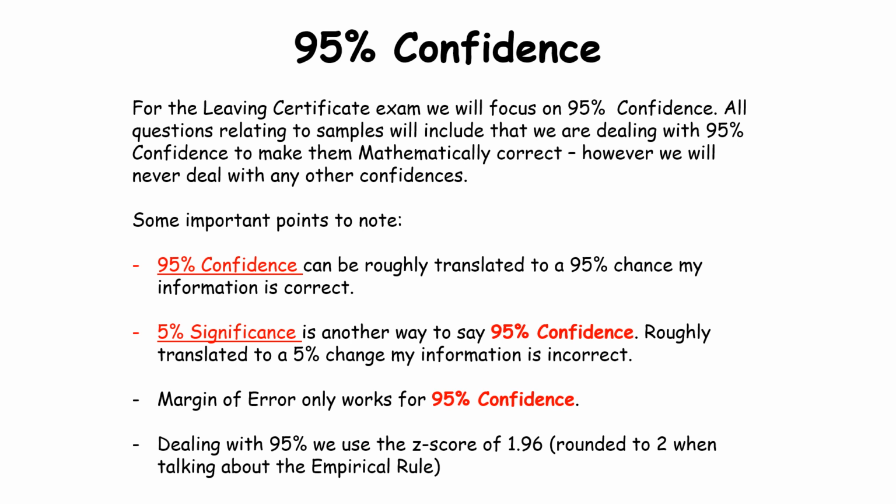The margin of error that we looked at only works for 95% confidence, and dealing with 95% we use a z-score of 1.96, which we would talk about as rounding to 2 with regards to the empirical rule, but we are a lot more accurate now. We're actually going to 1.96.